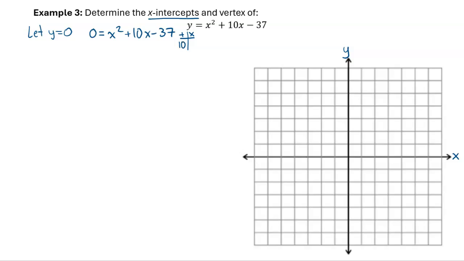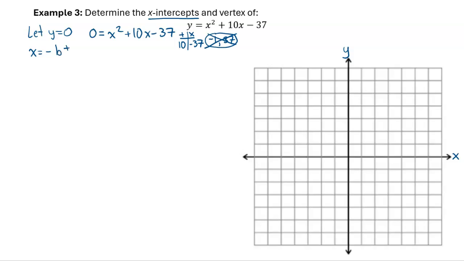So let's go ahead, try to find two numbers that add to 10 and multiply to negative 37. Negative 37 is a prime number, so the only factors are 1 and 37, the 1 being negative because it adds to a positive. That does not work, unfortunately, and so that's not factorable. So we have to use the quadratic formula now.